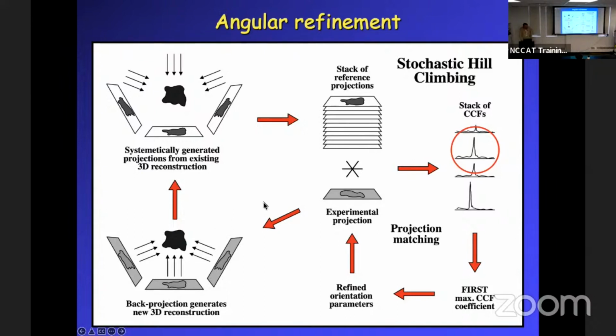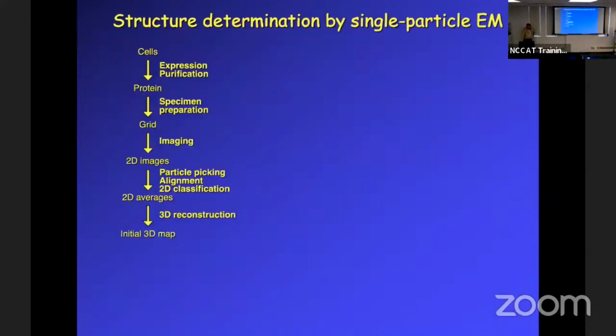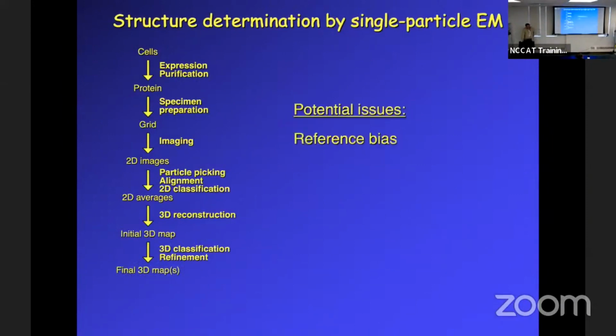Anyway, so this very simple change from steepest descent to stochastic hill climbing really revolutionized initial model generation. And so now you have the initial 3D map, you do 3D classification and refinement. Refinement, I just showed you how you do it. And the problem that you have with this is reference bias, as I mentioned. This has been reduced by stochastic hill climbing. You can still overfit, and then one of the big problems that Rich already mentioned is resolution. People get very hung up on resolution.